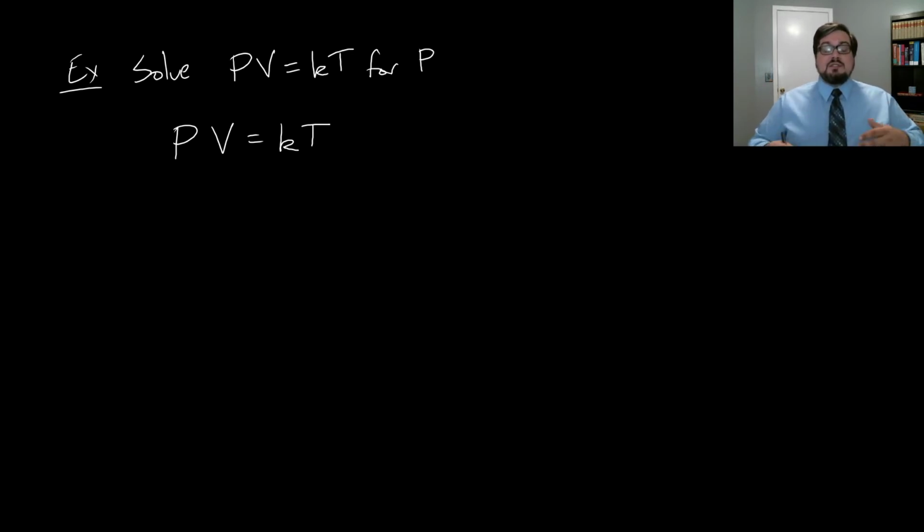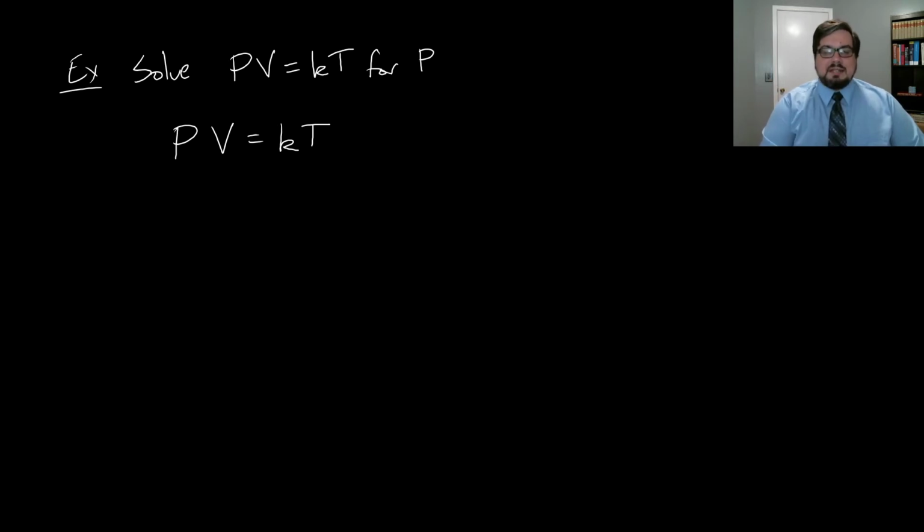Now, in this case, you'll notice there are no numbers involved, but that's okay. We're just trying to get this letter P by itself, this variable P by itself. And the other side of the equation is going to involve a bunch of variables, but that's all right. That's what we're trying for, actually. So right now we ask, what's happening to P? P is being multiplied by V.